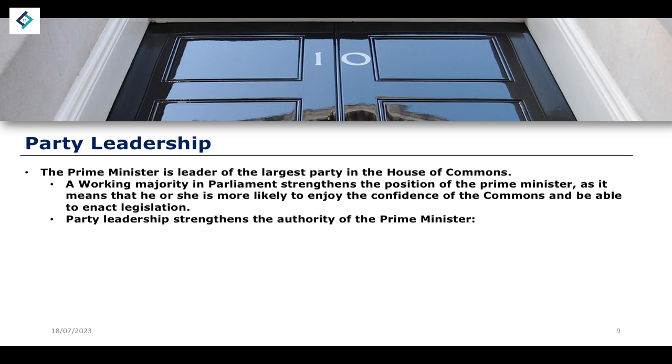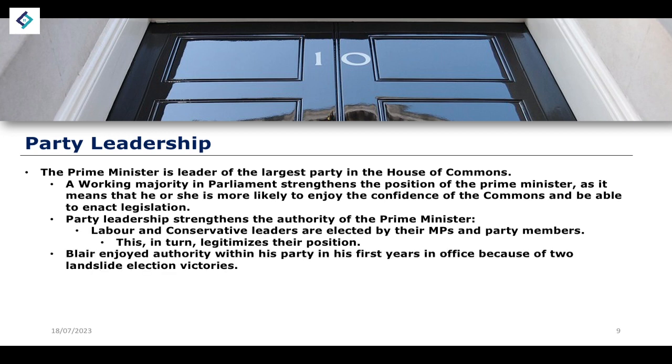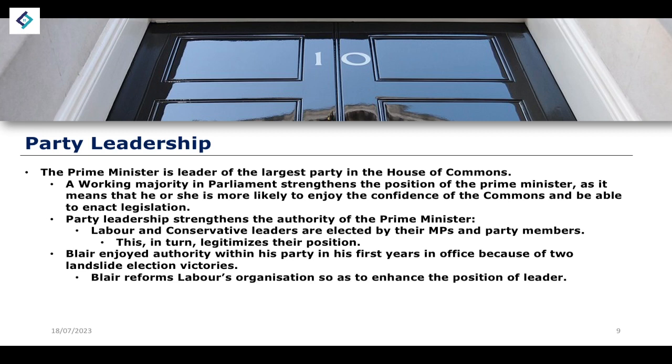Party leadership strengthens the authority of the Prime Minister. Labour and Conservative leaders were elected by their MPs and by members of the party. This in turn legitimises their position, and it legitimises the decisions that they make. And when you see people like Tony Blair enjoying authority within his party in his first years in office because of the two landslide elections, it means that Blair's reforms of Labour's organisation enhanced his position as leader in more substantial ways.